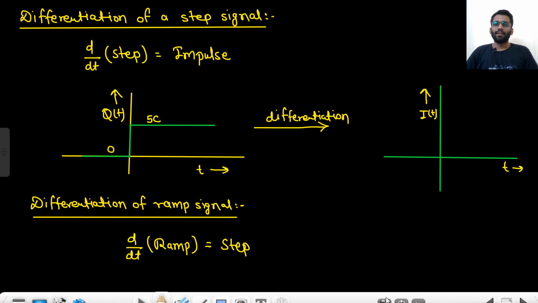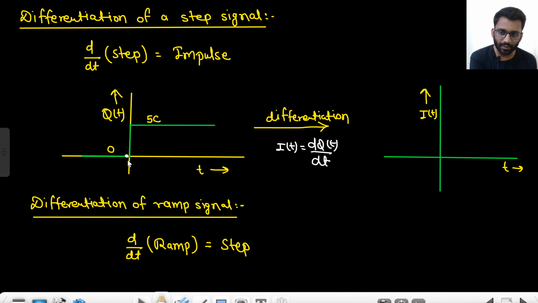Okay. So let's see the differentiation of a step signal. If you differentiate a step signal, you will always get an impulse signal. Why so? Because again I have written the example of the charge and the current. So what is happening here? Everything was 0. I is basically dq by dt, dq(t) by dt. Previously it was all 0.